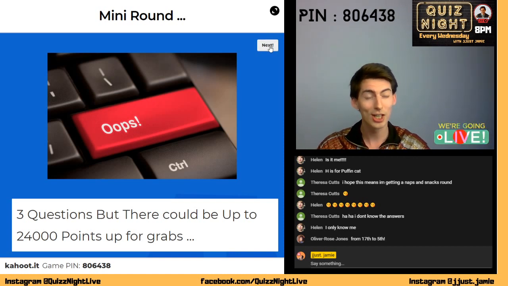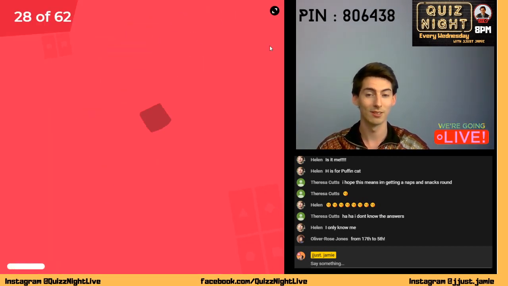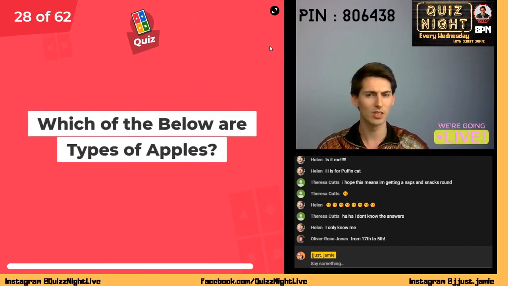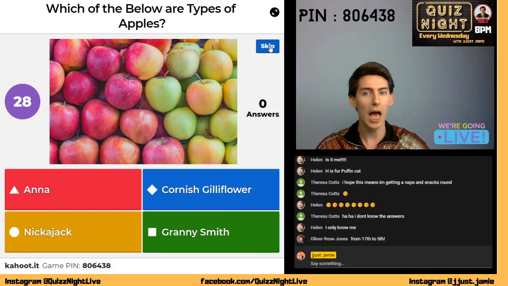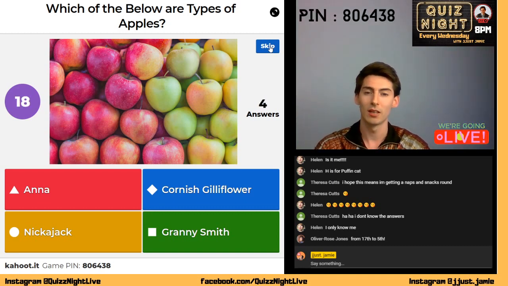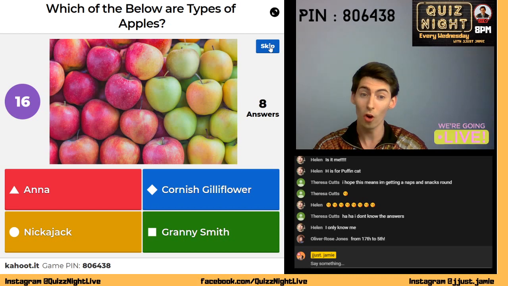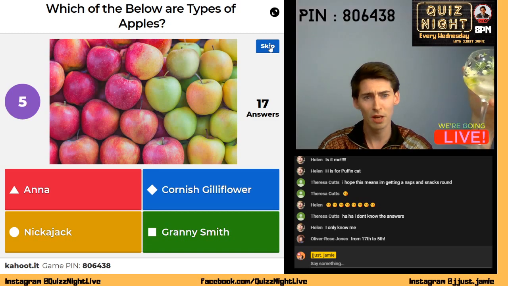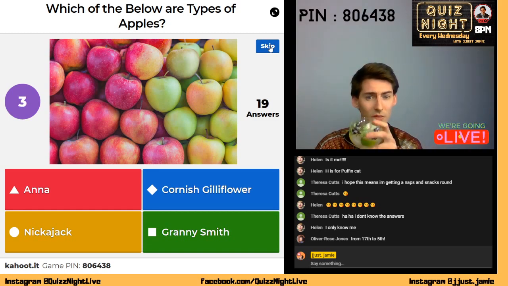Let's play question number 1. Right, guys? Quiz question, multi. Do you like this feature, by the way? Which of the below are types of apples? So we've got Anna, Cornish gillflower, Knickerjack, and Granny Smith's. Remember, only select the ones you think it might be, because if you select the wrong one, you will get no points whatsoever. There could be one answer, right? I'm pretty sure there's one answer, right? I'm pretty sure you all know one of those, right? We had them in our supermarkets. 18 answers.